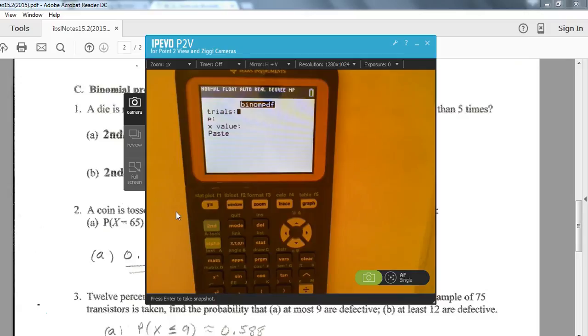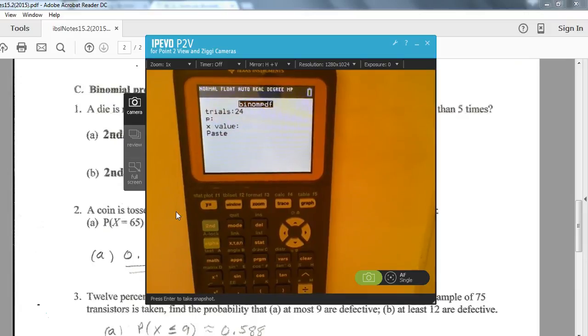As far as doing that, we'd have 24 trials. That's the number of times that we're going to do this. The probability of success: since I'm looking for getting a 3, the probability of that happening 1 time would be 1 out of 6. That's my probability of success. And the X value is we want the probability of success to occur specifically 5 times exactly. If we just hit enter, there you go. There's the probability that that would occur. Remember to always use 3 sig figs. So you could either write this as 0.171 or 17.1%.